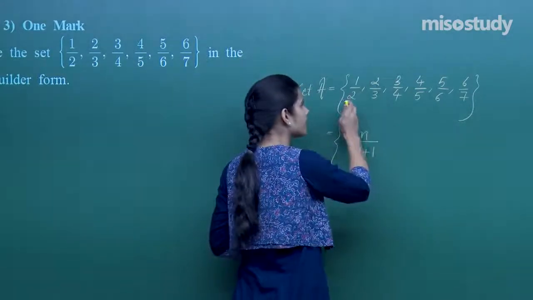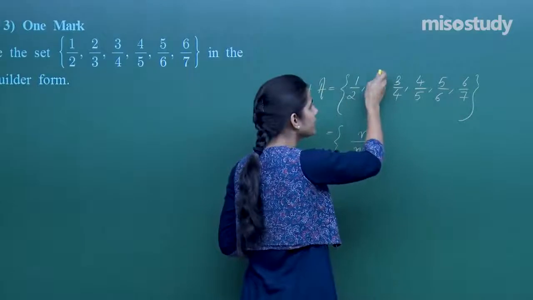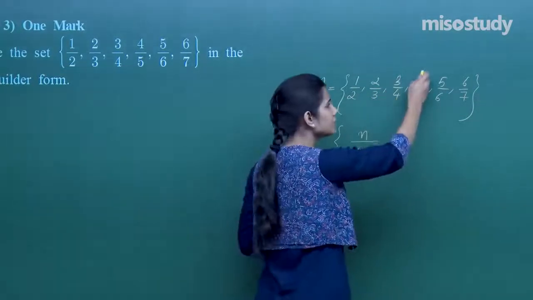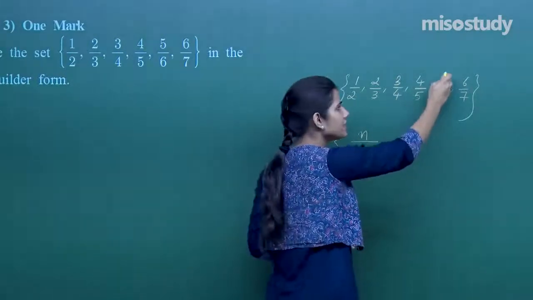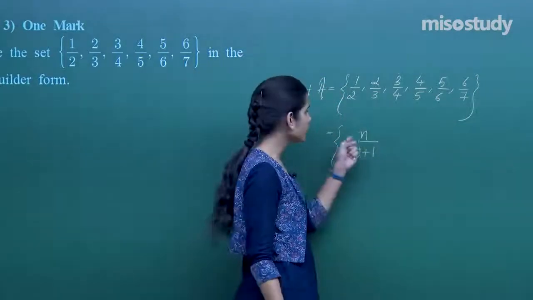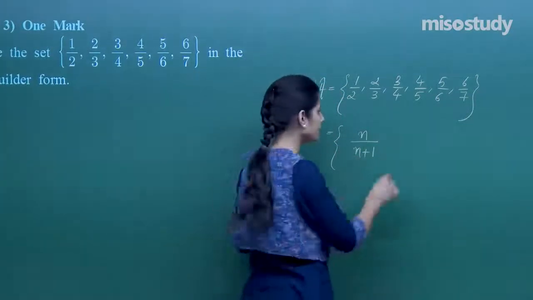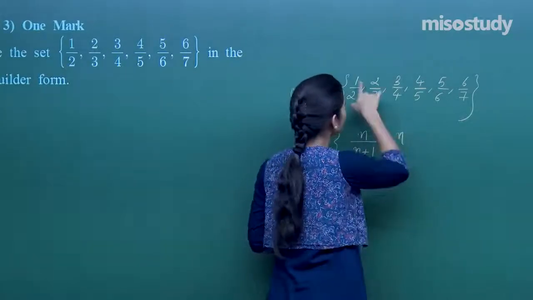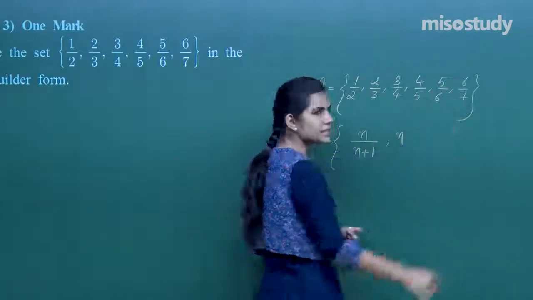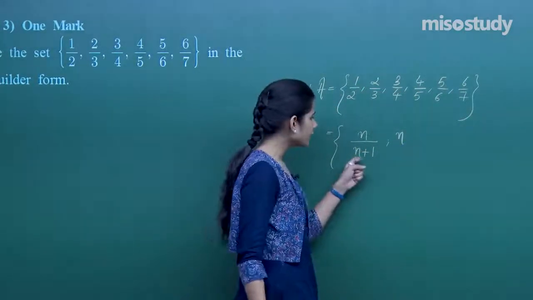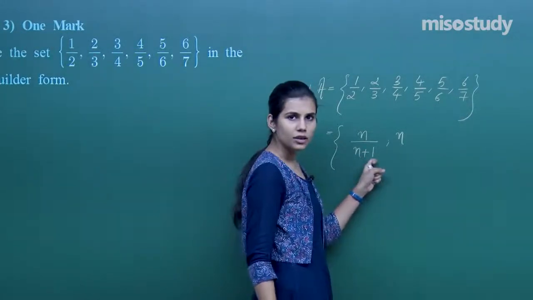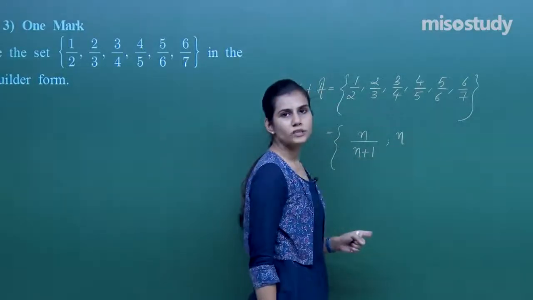If 1 is the numerator, 1 plus 1 is the denominator. If 2 is the numerator, 2 plus 1 is the denominator. If 3 is the numerator, 3 plus 1 is the denominator. 4 is the numerator, 4 plus 1 is the denominator. 5 is the numerator, 5 plus 1 is the denominator. 6 is the numerator, then 6 plus 1 is the denominator. So in general, n is the numerator and n plus 1 is the denominator, where n is actually a natural number. n is the numerator, 1, 2, 3, 4, 5, 6, these are the values which n is assuming. Correspondingly, 1 plus 1, 2 plus 1, 3 plus 1, 4 plus 1, 5 plus 1, 6 plus 1. From 2 to 7, the denominator is obtaining the values.